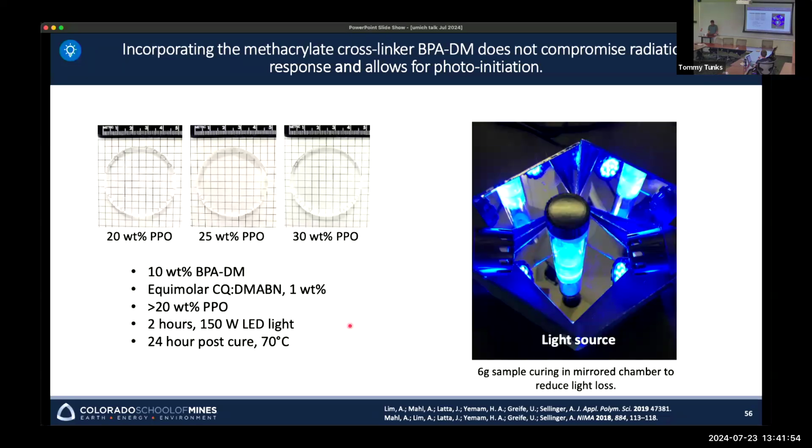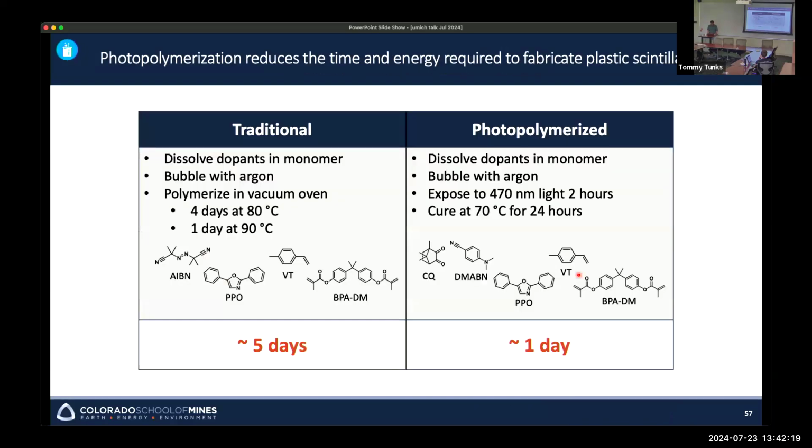So this is our crude system. We have a chamber that's covered with mirrors, and we shine the light on it, so all the photons are bouncing around. And if you reach in there and touch that vial, it's actually pretty darn hot because, again, it's exothermic. So it's a combination of photons doing the curing and the heat propagating everything as well. So yeah, in this whole project, we were able to reduce the process from 5 days to 1 day.